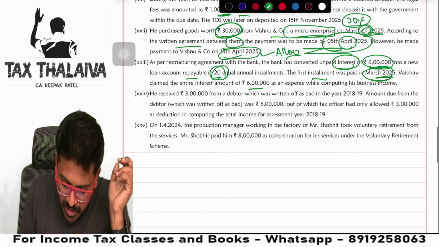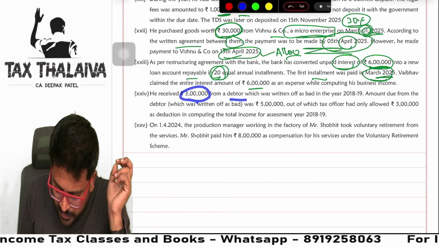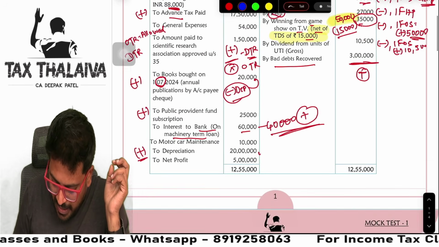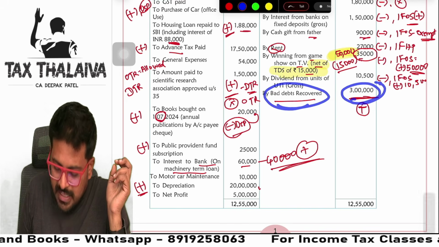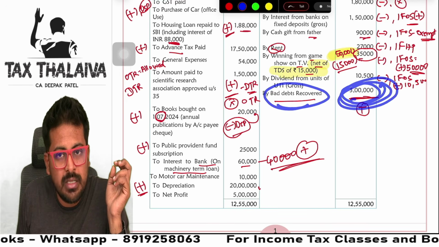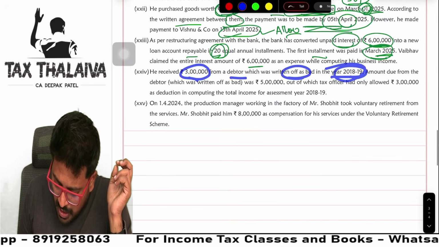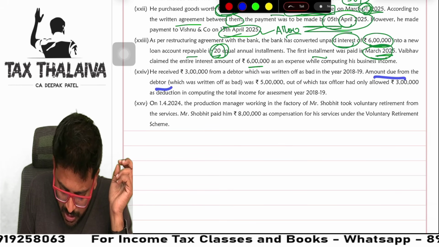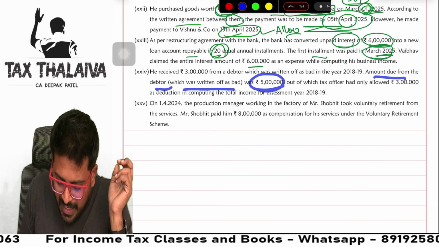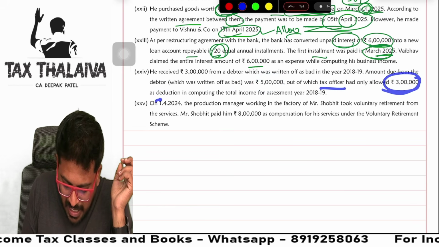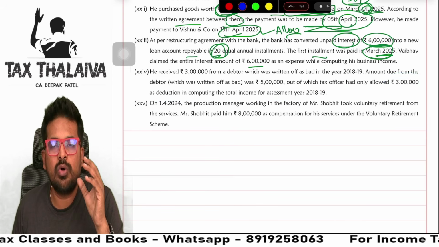Yes, next step. He received 3 lakh rupees from a debtor which was written off as a bad debt in 2018-19. You see this bad debt recovered here. Bad debts recovered is 3 lakh rupees. You recovered the bad debt. Then what is it saying? Amount due from the debtor which was written off was 5 lakh rupees, out of which the tax officer had allowed only 3 lakh rupees as deduction in computing 2018-19.